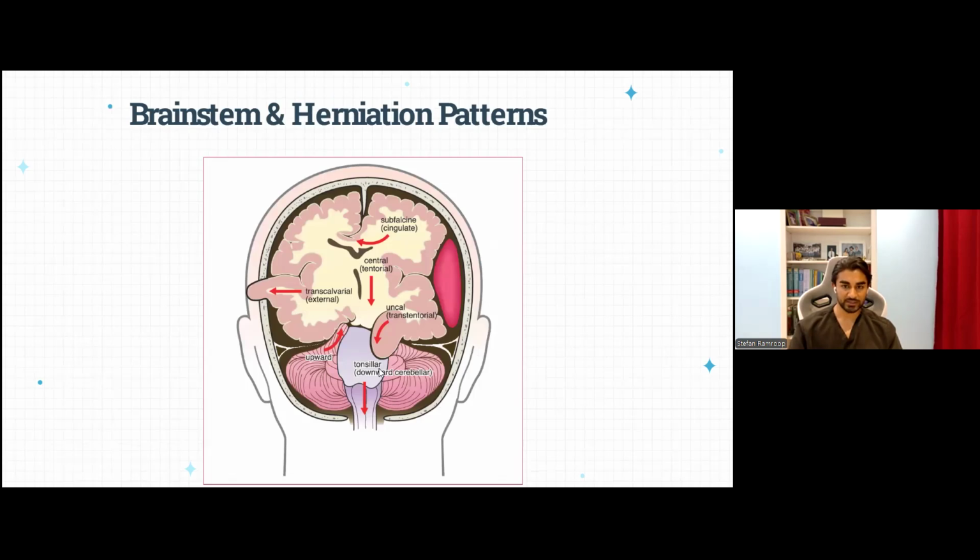And this here is basically showing a couple of the brainstem herniation patterns, such as the tonsillar or downward herniation, uncal transtentorial, as well as central tentorial herniation. Just a diagrammatic representation of that.